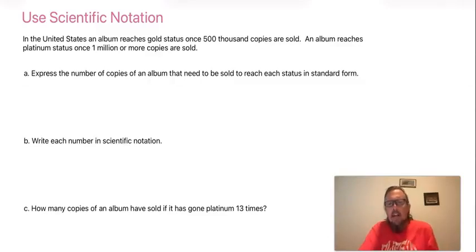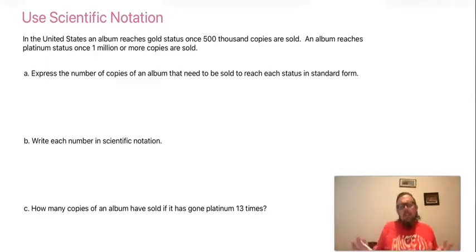In the United States, an album reaches gold status once 500,000 copies are sold. An album reaches platinum status once 1 million or more copies are sold. And I believe it reaches aluminum status once you have 50 hits on YouTube.